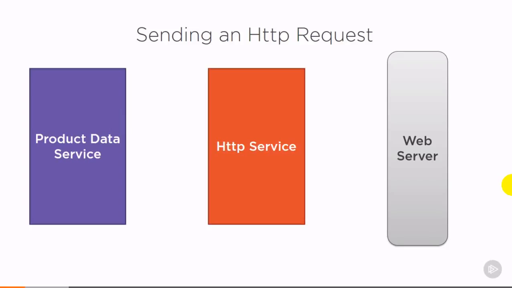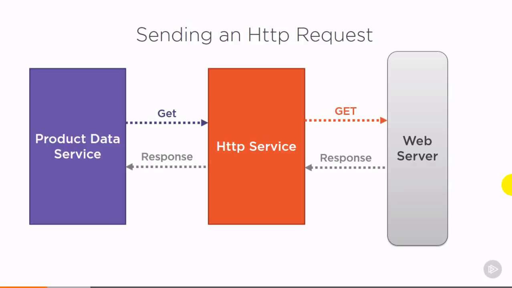Angular provides an HTTP service that allows us to communicate with a back-end web server using the familiar HTTP request and response protocol. For example, we call a GET method of the HTTP service, which in turn sends a GET request to the web server. The web server response is returned from the HTTP service to our product data service as an observable.